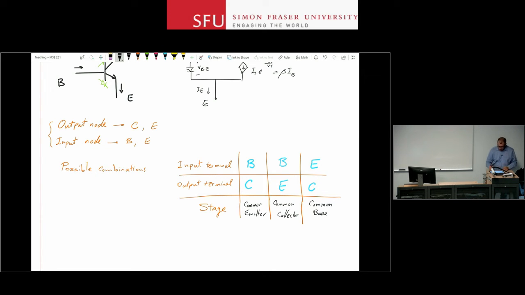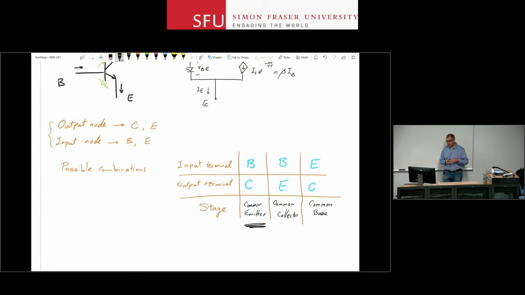So let's start with this stage. Common emitter stage is the most common amplifier stage. Well, and common source if you're talking about MOSFETs. The reason that it is the most common amplifier stage is that it gives you a good voltage gain, a good current gain, a large input resistance, but unfortunately a large output resistance.